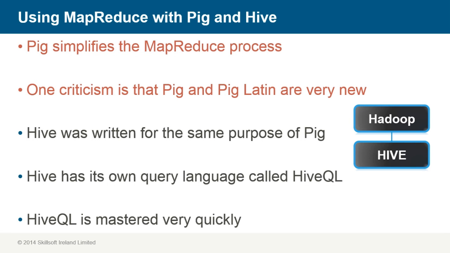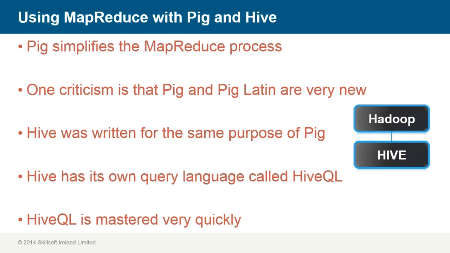This is where Apache Hive comes in. Hive was written for the same purpose as Pig. One of the large differences is Hive leverages the SQL skills a developer may have. A developer with SQL skills can learn Hive much faster than learning Pig. Hive has its own query language called HiveQL. It purposely has a SQL feel to it, but HiveQL is not ANSI compliant as SQL.